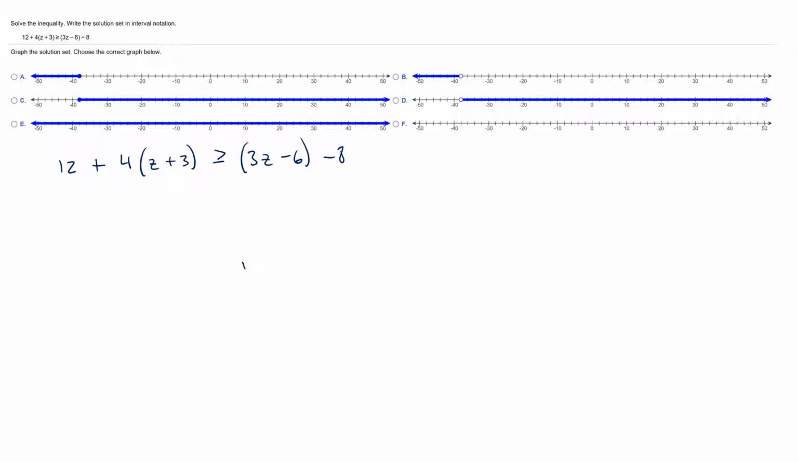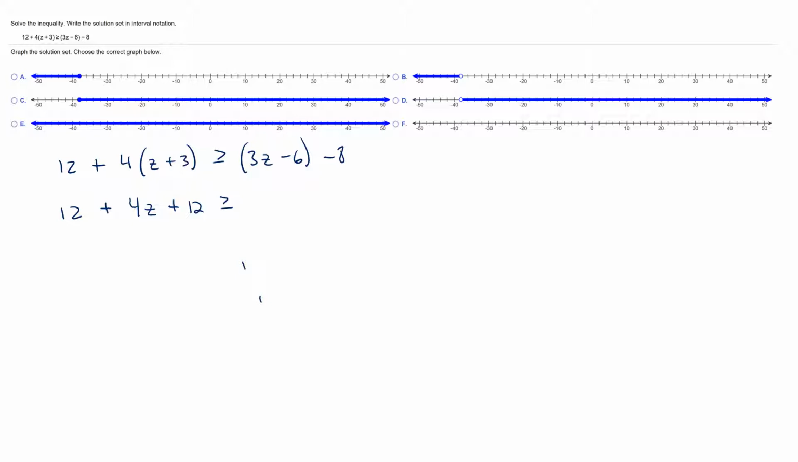This inequality doesn't have any fractions. The next thing we typically address is parentheses. We want to remove parentheses by distributing. So on the left-hand side, I'm going to distribute the 4. 4 times z is 4z, and then 4 times the 3 is 12. On the right-hand side, the parentheses can be just dropped.